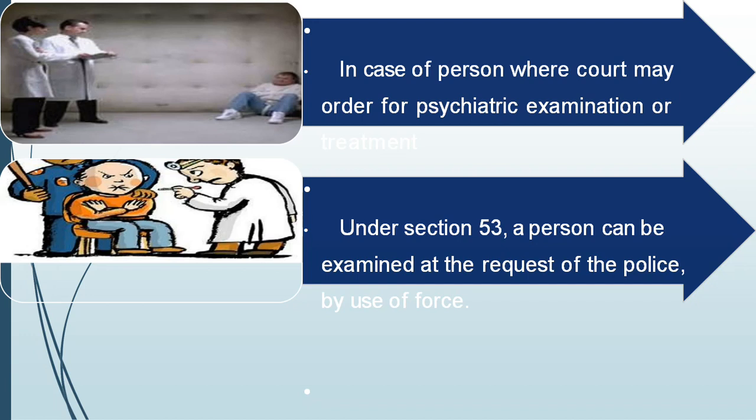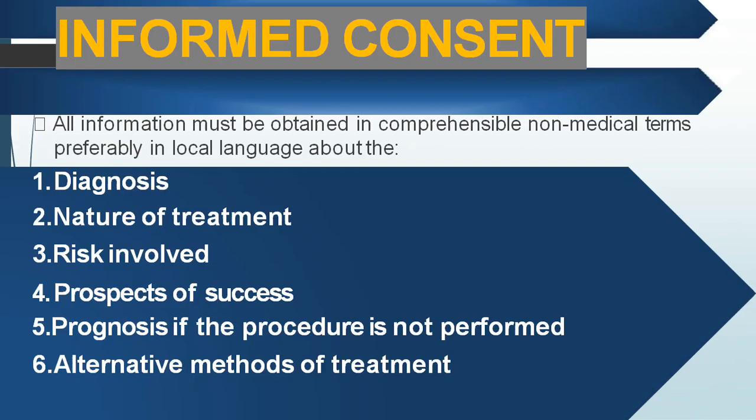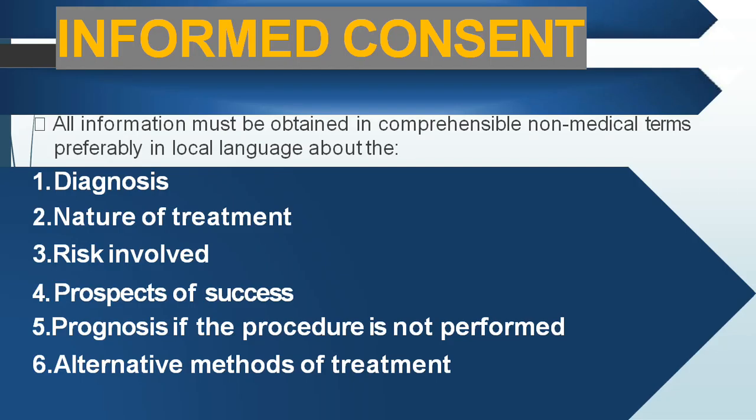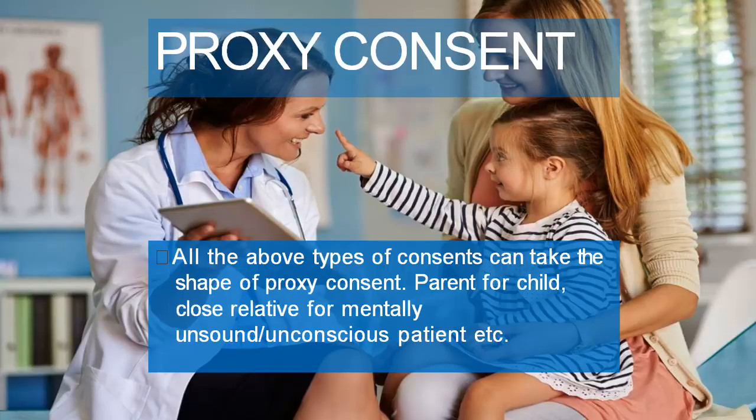The most important consent is informed consent. So basically the types are implied or tacit consent and express consent. Express consent has two types, that is oral and written consent. Informed consent is when the patient is informed in and out of the procedure. And all of these consents can become a proxy consent if the patient or the participant is a child, or a mentally unsound or unconscious patient. So that's all about consent. Consent comes under the principle of autonomy, and autonomy is the most important and most crucial principle of ethics.